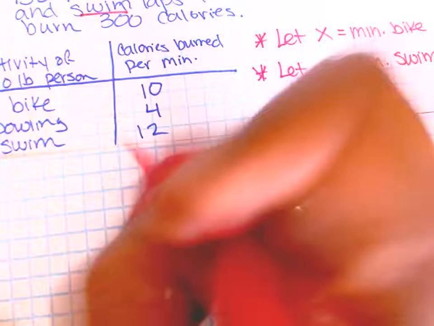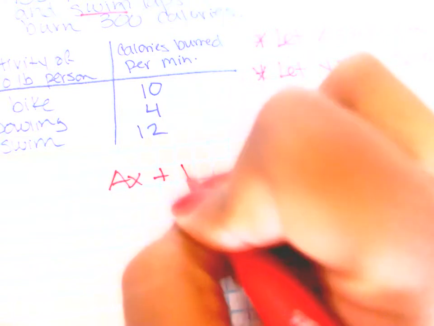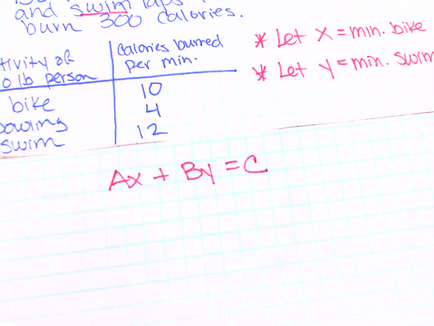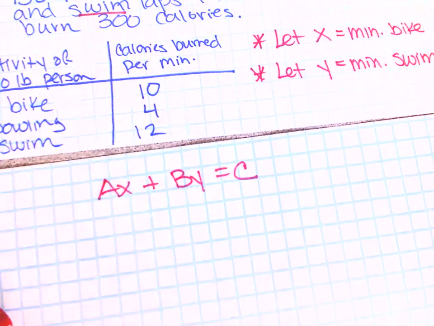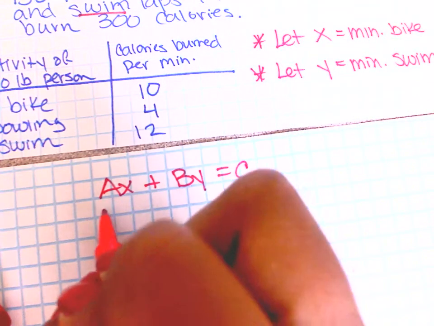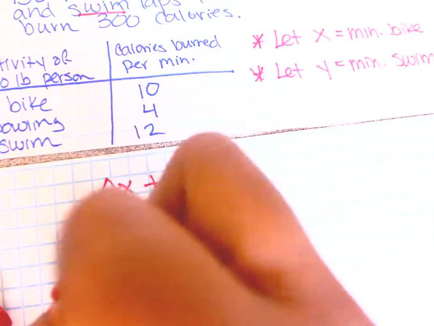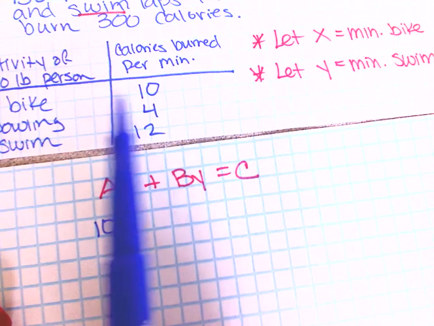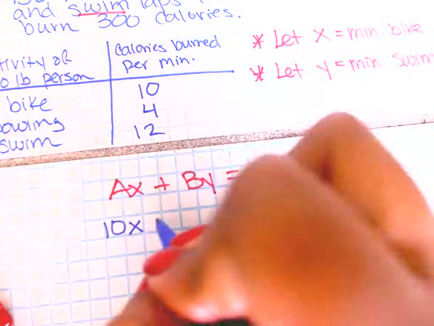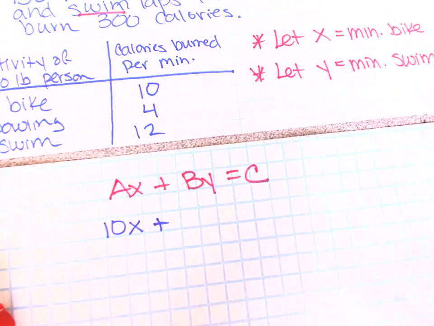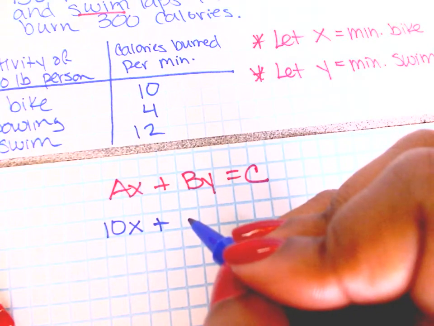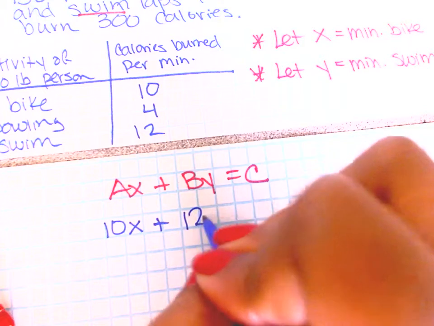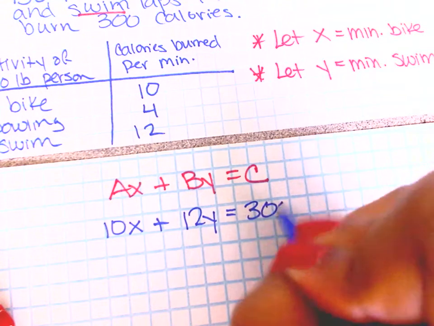Alright, so I can write the equation now. What's the equation for standard form again? It's AX plus BY equals C. X is going to be the amount of minutes they bike. So they burn 10 calories a minute. So I'm going to let that be 10X. That's how many calories they burn. 10X plus, that's biking, then swimming, 12Y equals 300. That's how many calories they're going to burn.